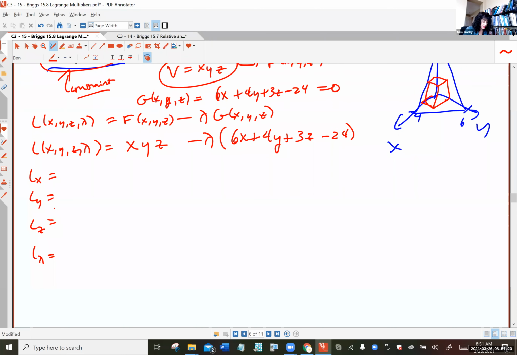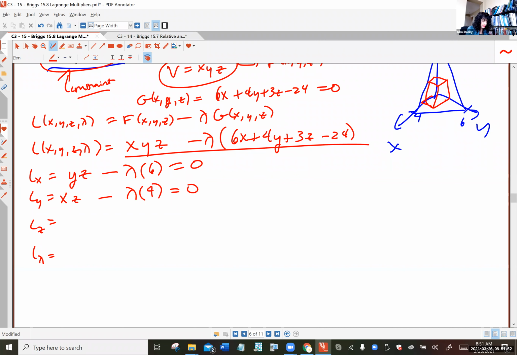So when we take the derivative of this whole thing with respect to x, the derivative of xyz with respect to x is yz minus lambda times the derivative with respect to x of 6x plus 4y plus 3z minus 24, and that's just going to be 6. And we'll set that equal to 0. Okay. Differentiate with respect to y. That's going to give me xz minus lambda times 4. Set that equal to 0. Differentiate with respect to z now. I get xy minus lambda times 3. Set that equal to 0.